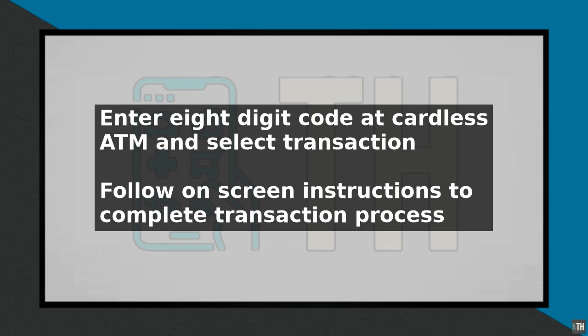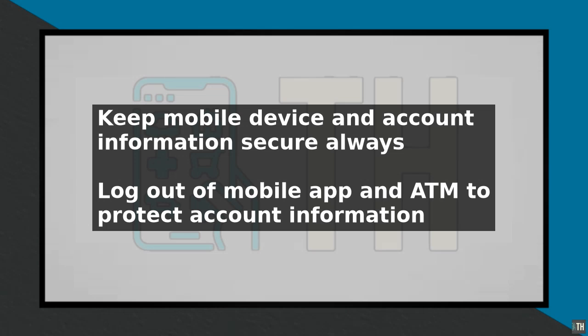It is essential to keep your mobile device and account information secure to prevent unauthorized access. Only use cardless ATMs at trusted locations and be aware of your surroundings when using the ATM. By following these steps and taking the necessary precautions, you can safely and conveniently use a Fifth Third Cardless ATM to access your account and perform transactions.